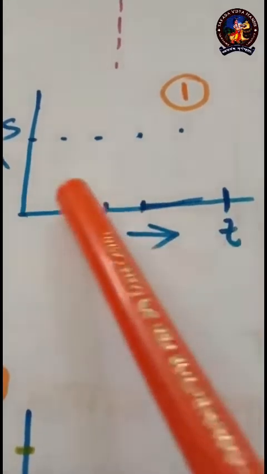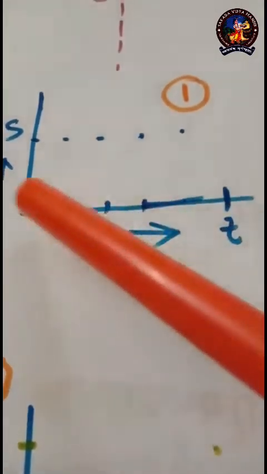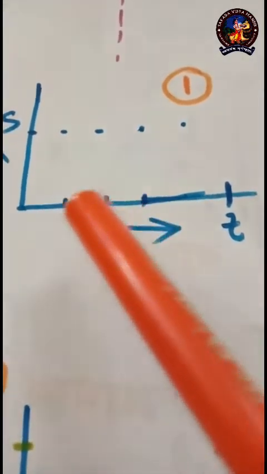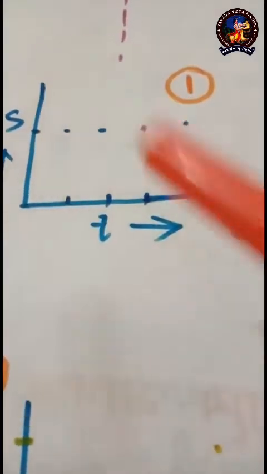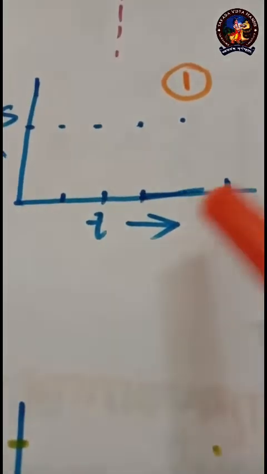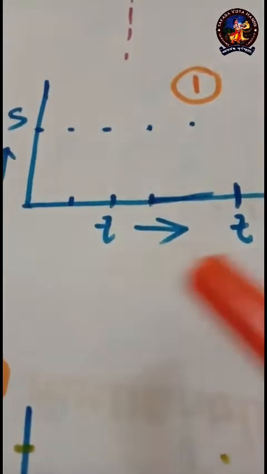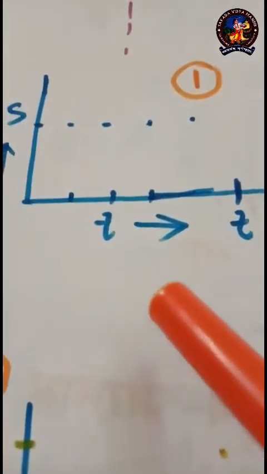Got it? So along the x-axis what am I putting? I am putting time, and along the y-axis I am putting displacement. Now why have I taken time along the x-axis and displacement along the y-axis? Because both are variables undoubtedly, both are changing, but because time is changing, that is why displacement is changing. So we have taken time along the x-axis and displacement along the y-axis.